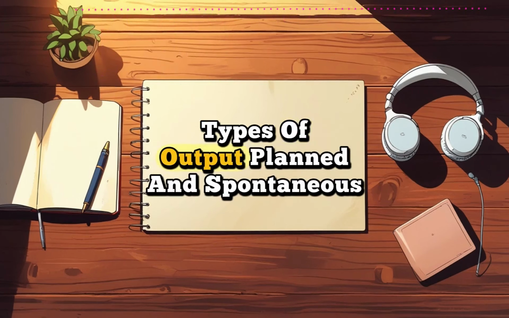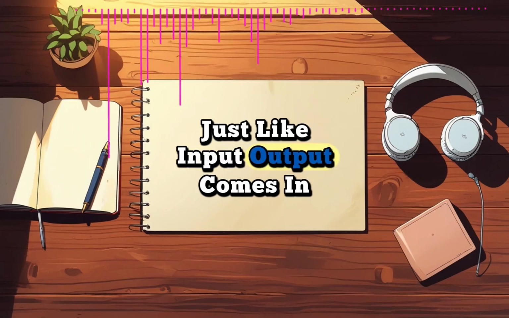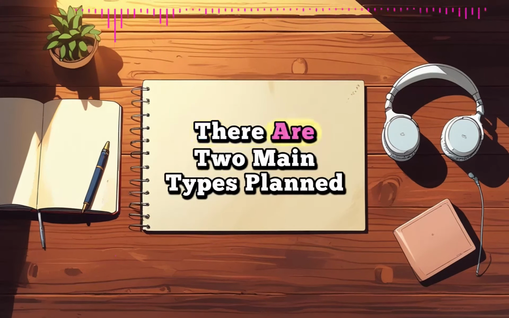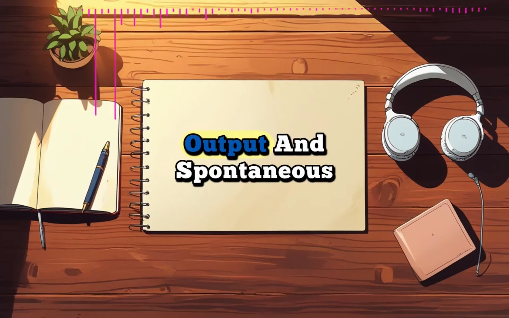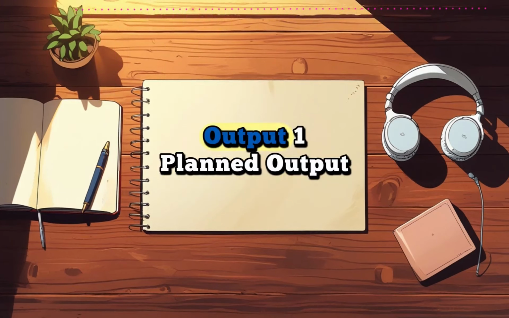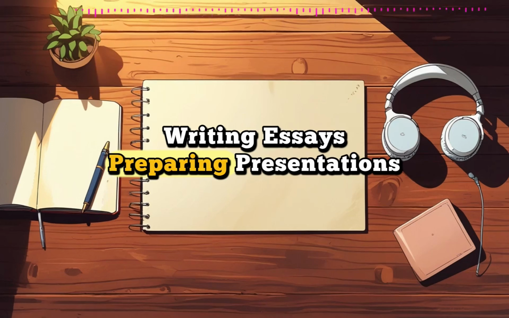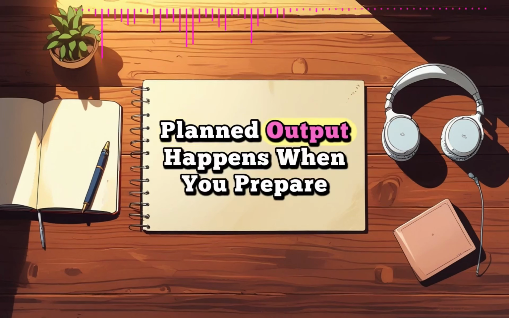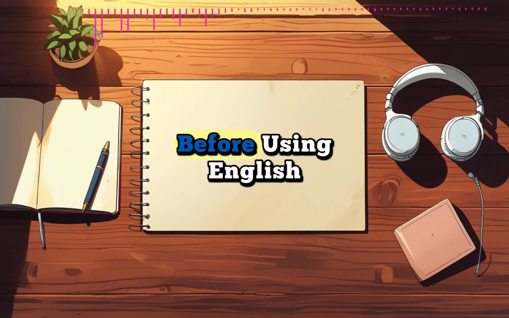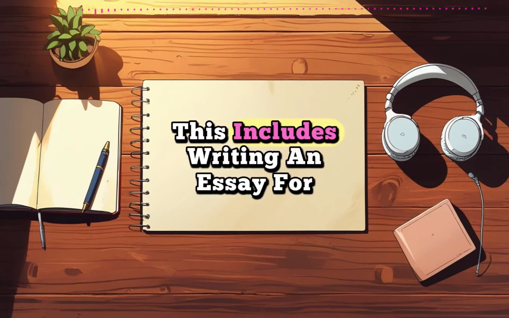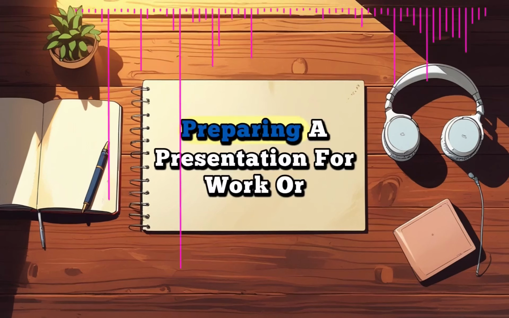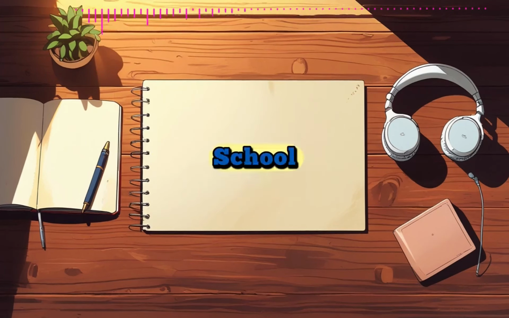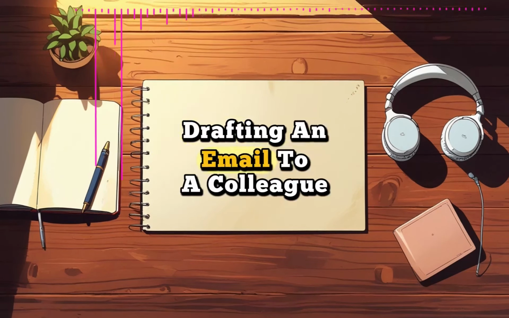Types of output: planned and spontaneous. Just like input, output comes in different forms. There are two main types: planned output and spontaneous output. 1. Planned output: writing essays, preparing presentations. Planned output happens when you prepare before using English. This includes writing an essay for an exam, preparing a presentation for work or school, drafting an email to a colleague or friend.